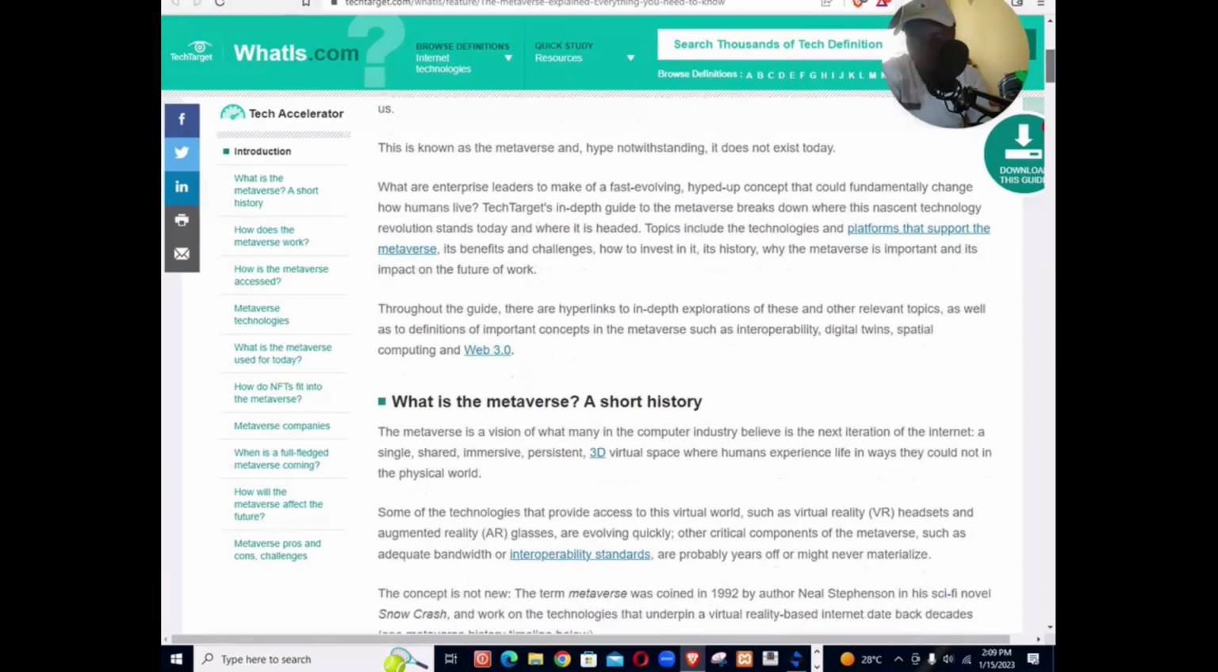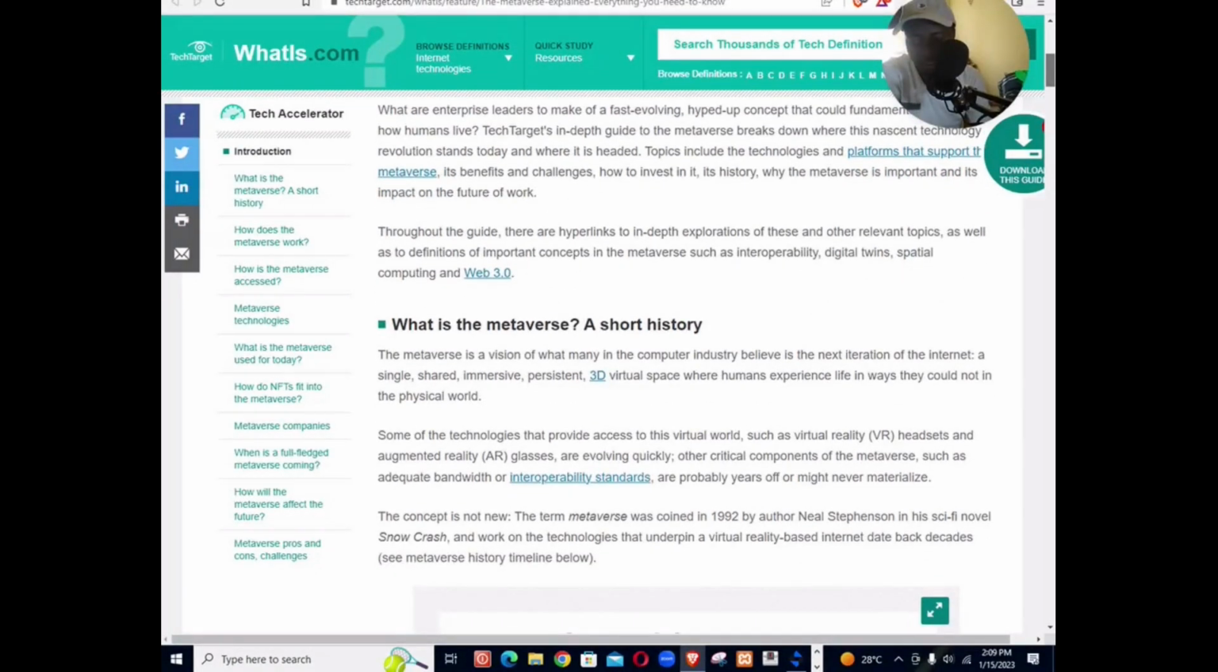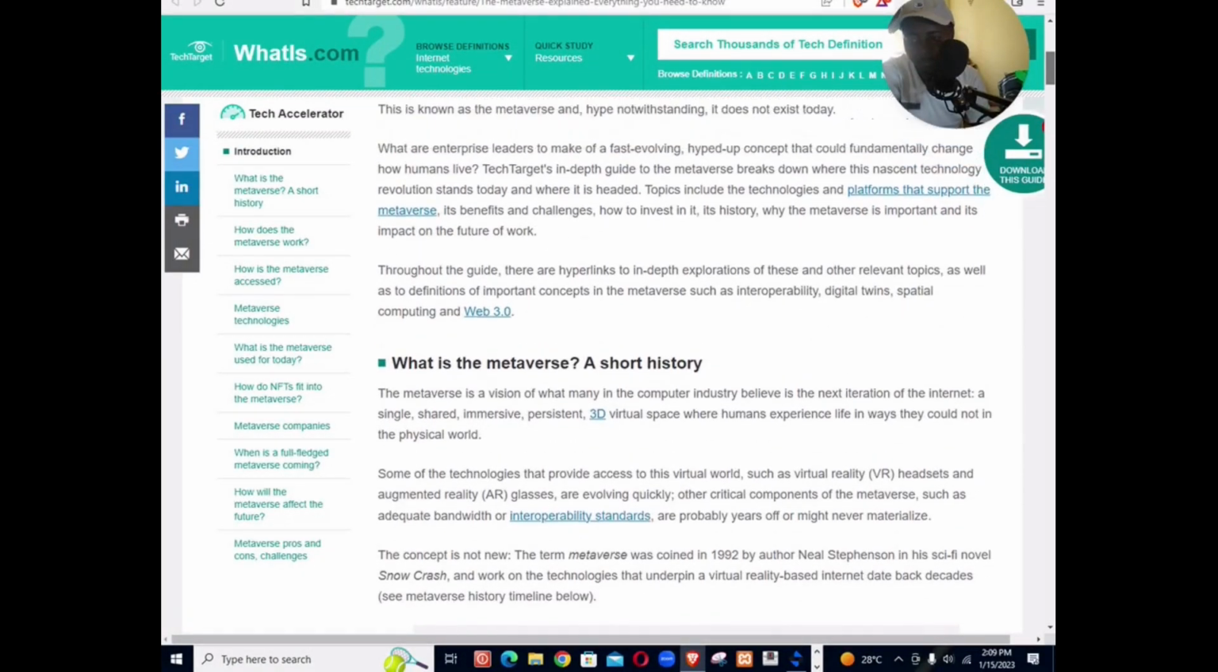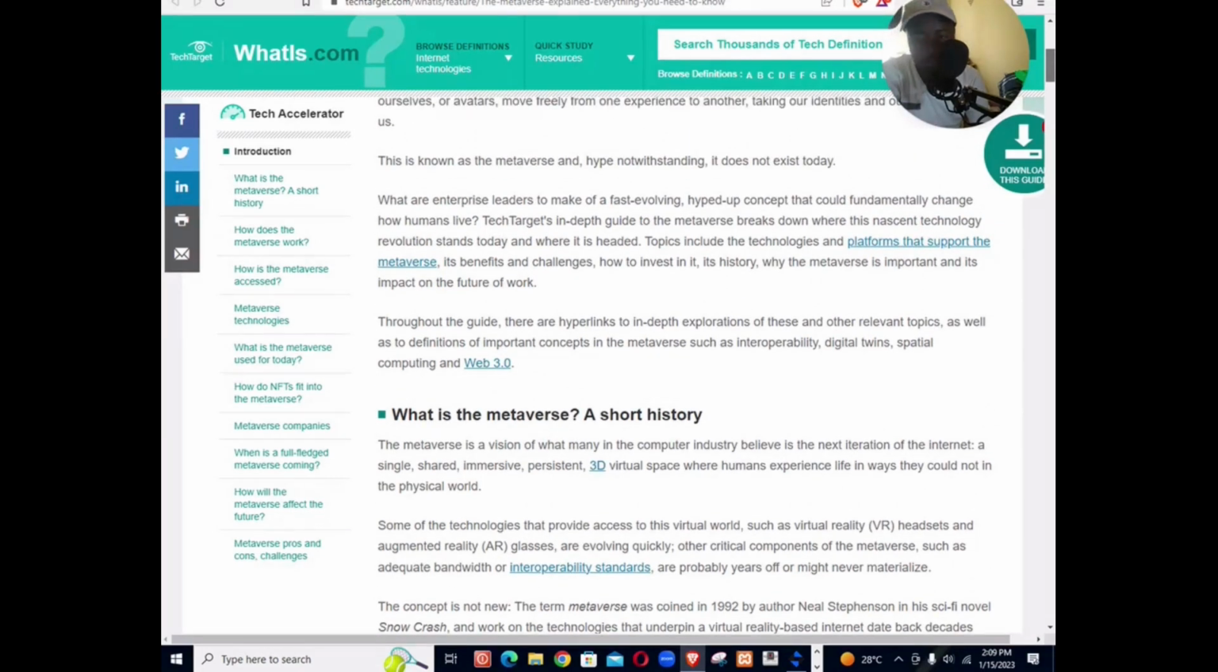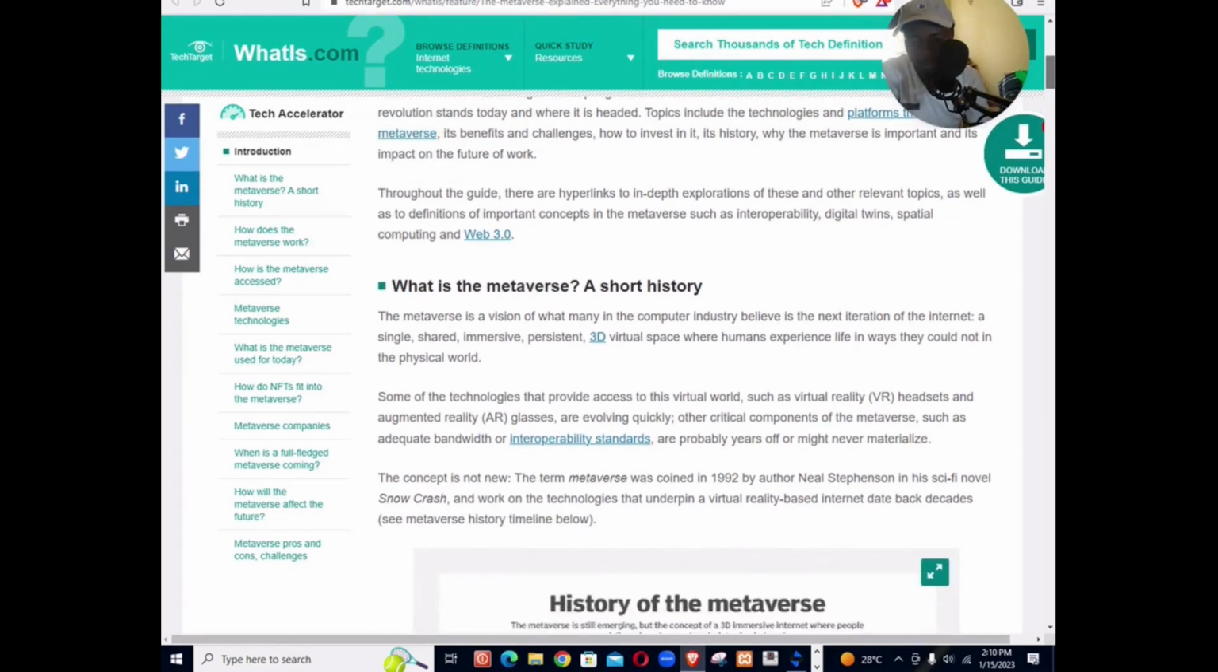So we want to look at what exactly is Metaverse, but it's also important to know that there are specific components that constitute this idea. One of them is Web 3.0. We also have elements like virtual reality and augmented reality forming the bigger idea behind Metaverse.